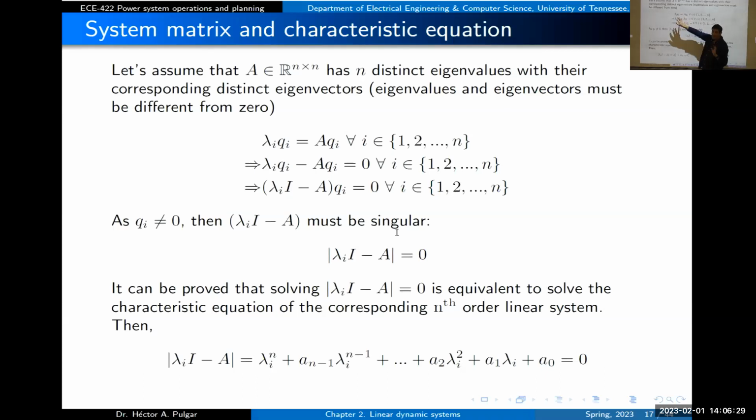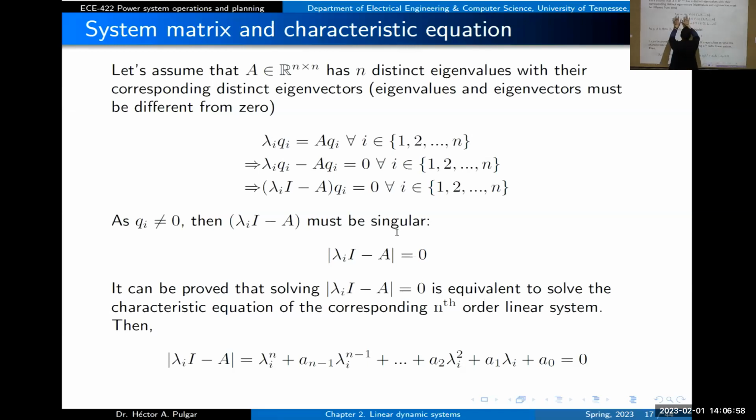Can that assumption fail sometimes? Yes, it can fail. And when that fails, when you have a repeated eigenvalue, the dynamics of the system will be very particular. We will skip that part. Why? Because in the power system, it's very hard to find that situation in which you have eigenvalues that are repeated. Most of the time they are going to be distinct, different. So that's what we're going to assume here.